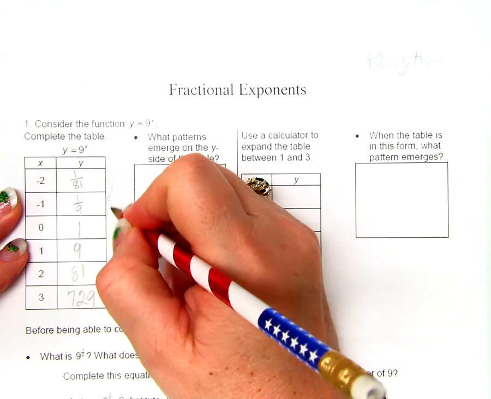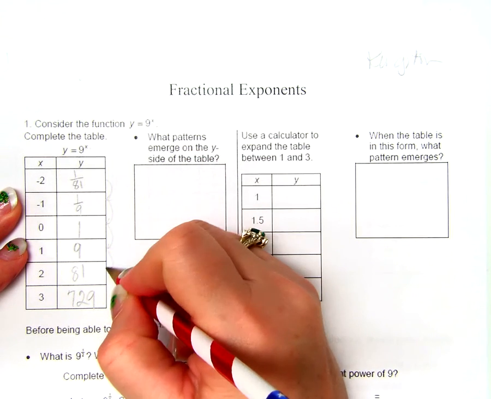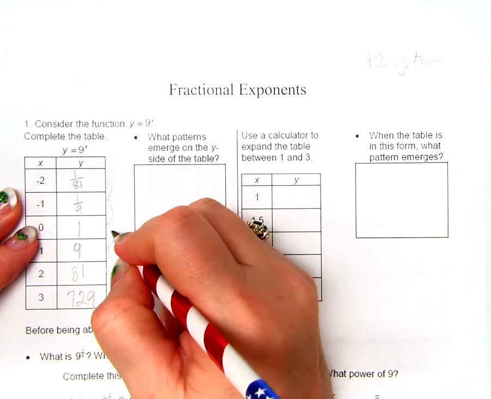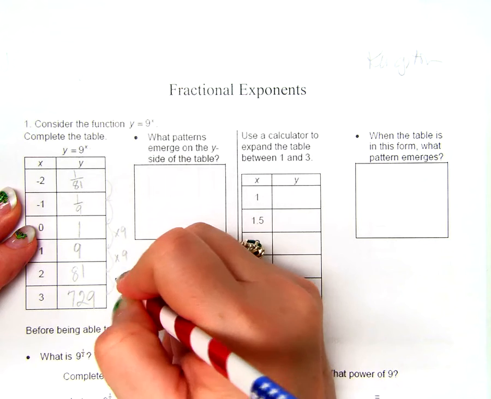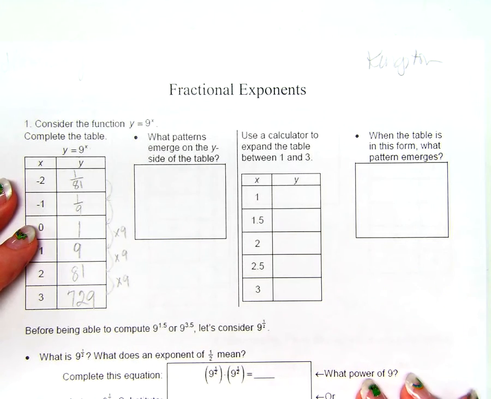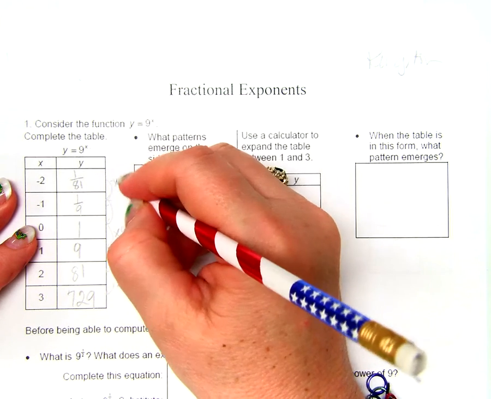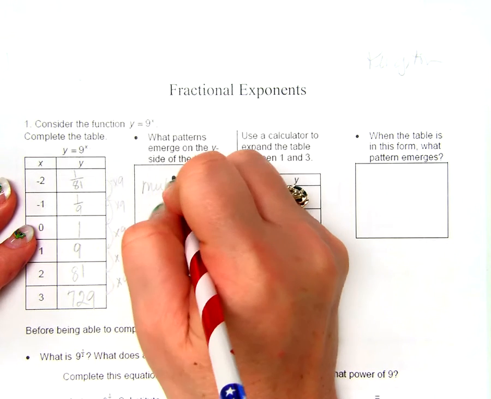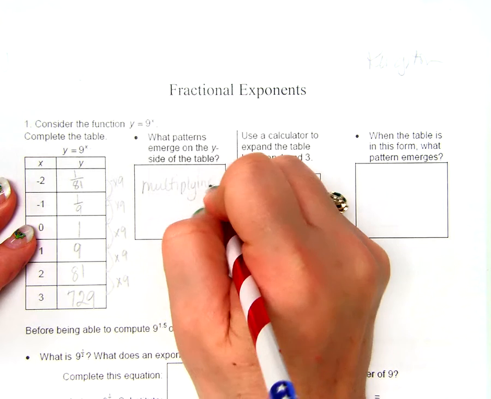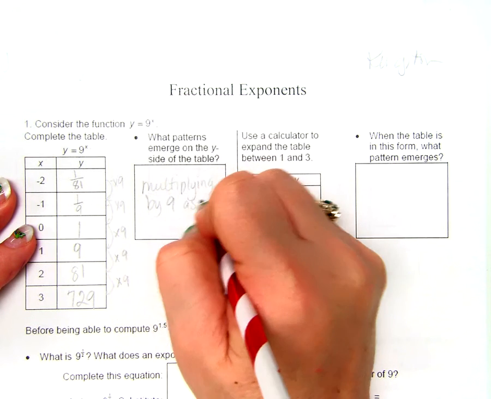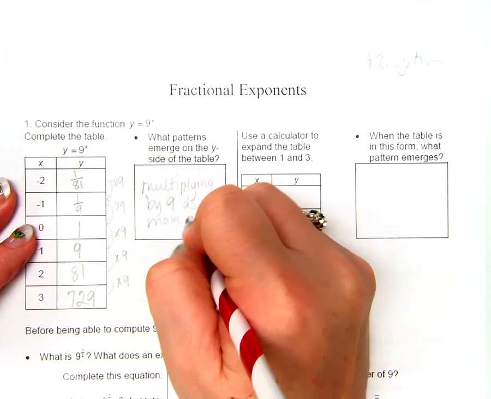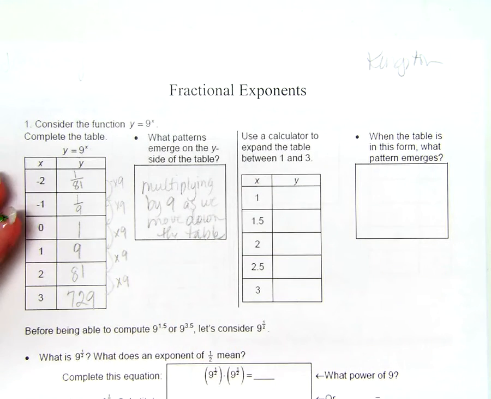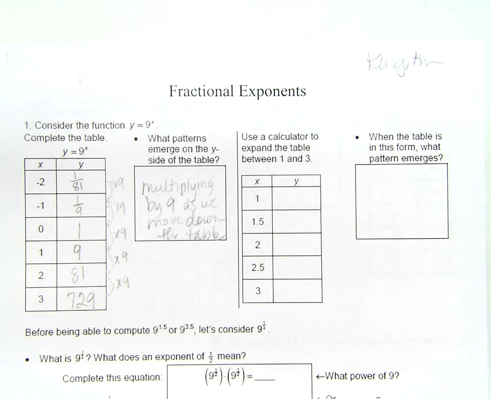What patterns do you see emerge on the y side of the table? From here to here to here, it's getting bigger, but it's getting bigger by 9, right? It's getting bigger by a factor of 9. To get from here to here, do I have to multiply by 9? Multiply by 9. So we're multiplying by 9 as we move down the table. Sorry, I accidentally was writing in pencil. I know it's hard to see. I'll write in pen.